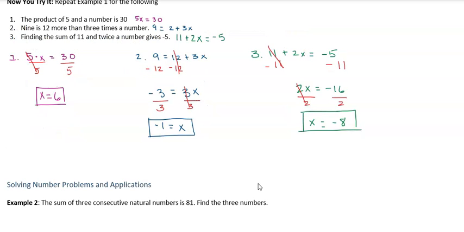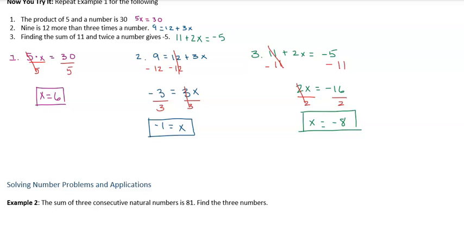Okay, so the first thing we have to think about is how to set up the equations, and that's often the hardest part. The product of 5 and a number is 30. That means we multiply 5 and x, and it equals 30. 9 is 12 more than 3 times a number. 12 more means add 12.